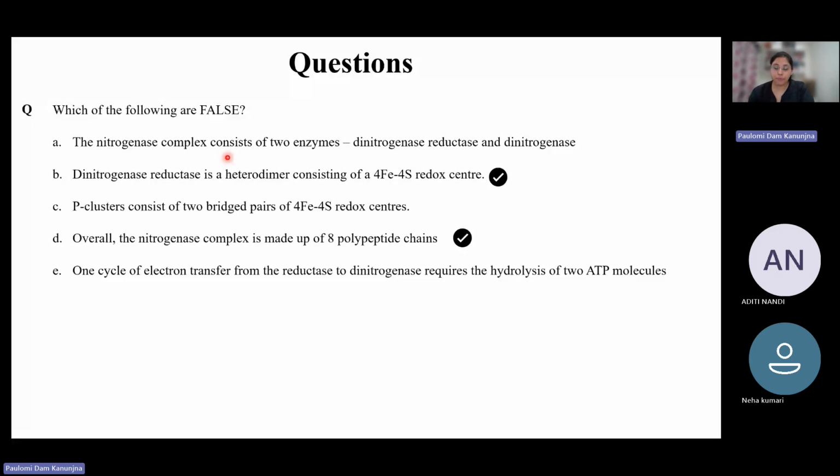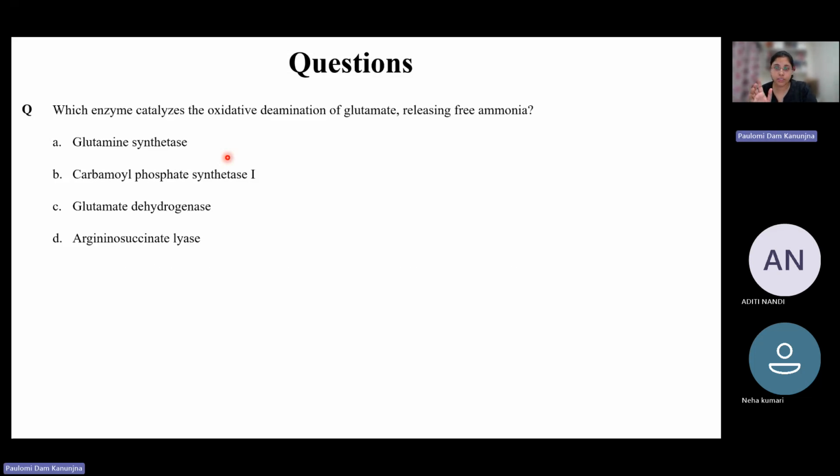Okay, give me 1 minute. I will come back to this question. In the meanwhile, you can try to solve this one. Give me 1 minute. I'll come back to the previous question. In the meanwhile, please solve this question, which says which enzyme catalyzes the oxidative deamination of glutamate? Okay, just give me 1 second.